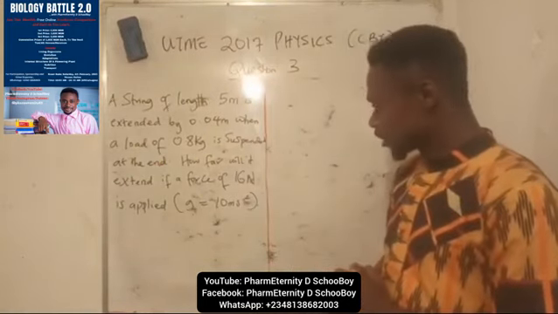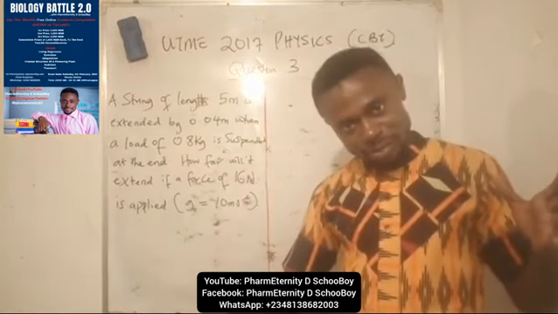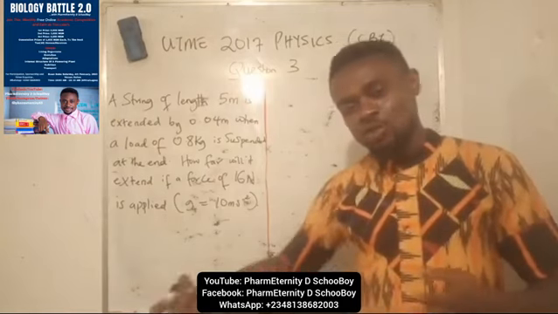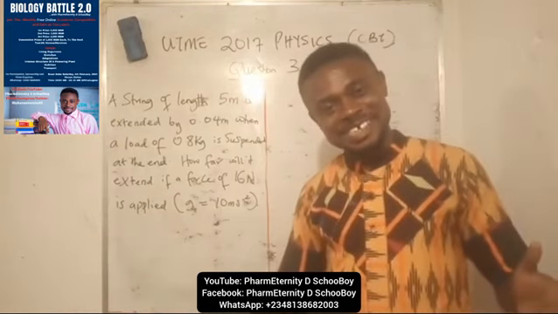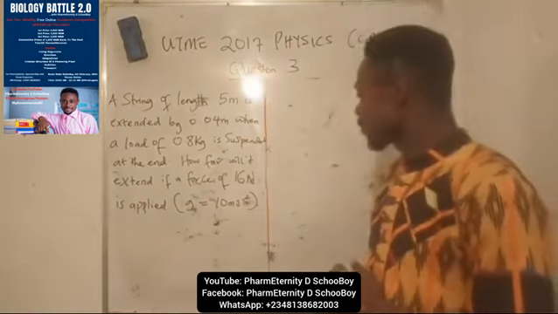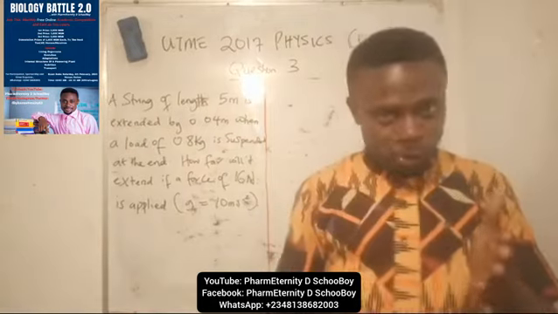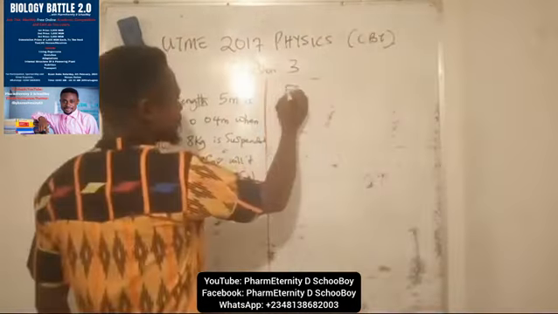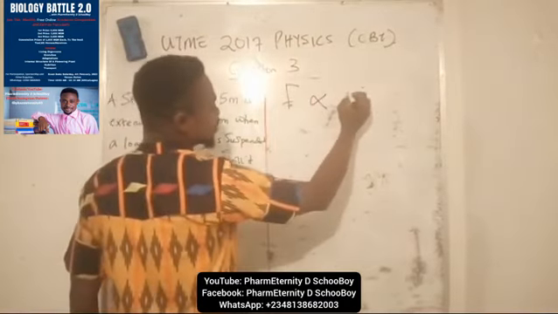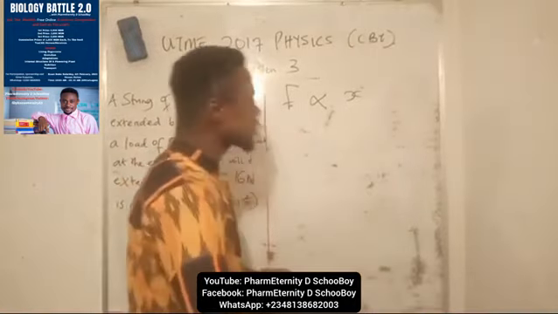Now, what will happen is this. This deformation force, or the applied force, is directly proportional to the displacement, or the extent of the deformation. So, in another way, we can say, according to Hooke's law, that F, which is the force or the deformation force, is directly proportional to X. X is the displacement or the extent.